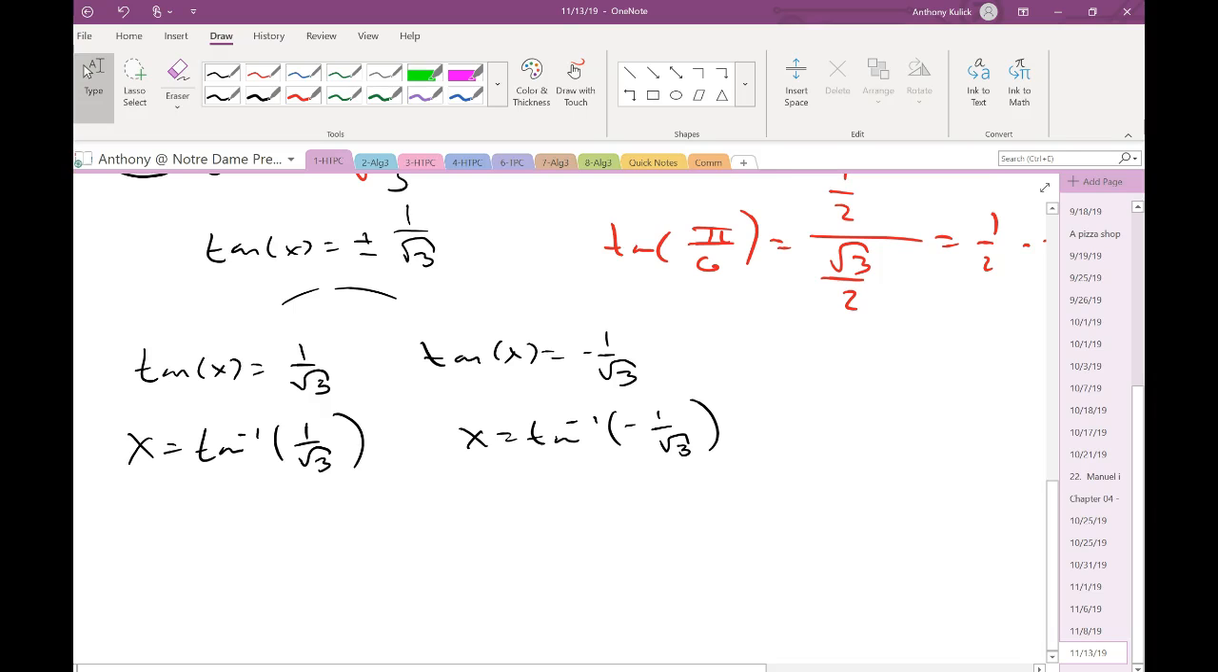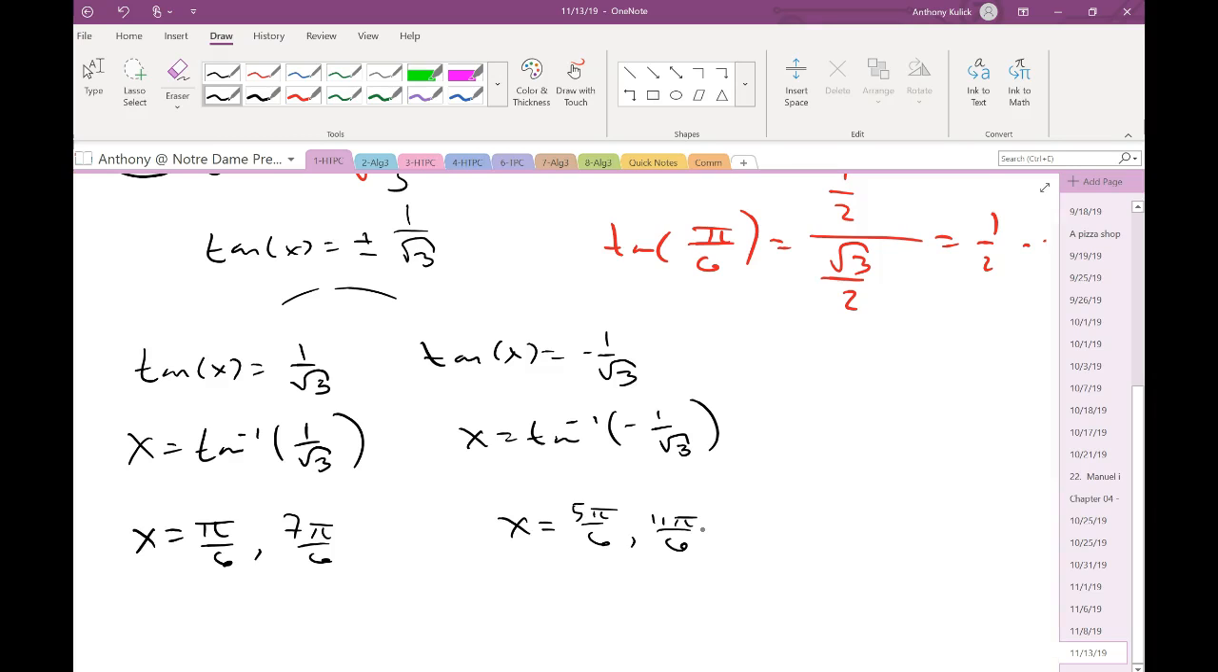So that's going to tell me then that x is going to be pi over 6, as well as 7 pi over 6. And then for this part, I'm going to have 5 pi over 6, and also 11 pi over 6. So that's my part A.